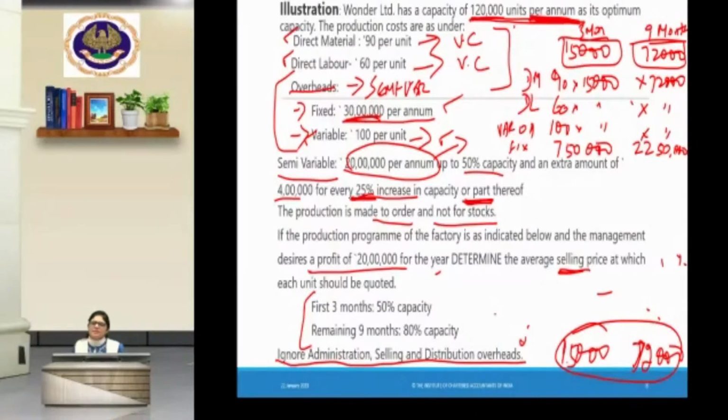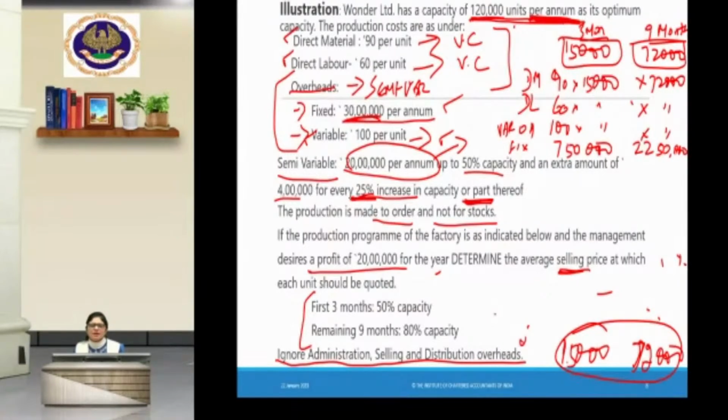For 3 months, 7,50,000. For 9 months, it is 22,50,000. 30 lakh per annum. You just divide in the ratio of 3 months to 9 months. No units is going to change the fixed cost. So till fixed cost we have done.